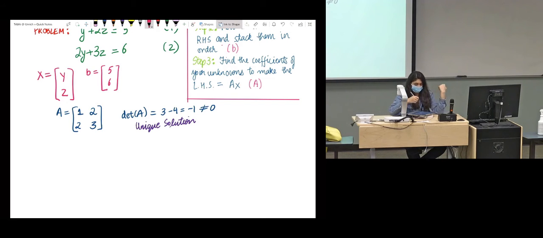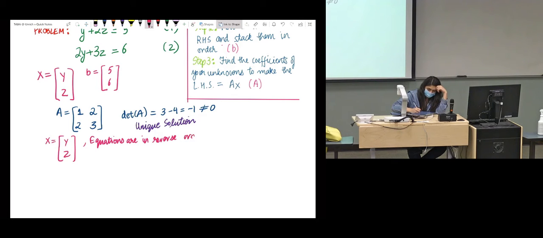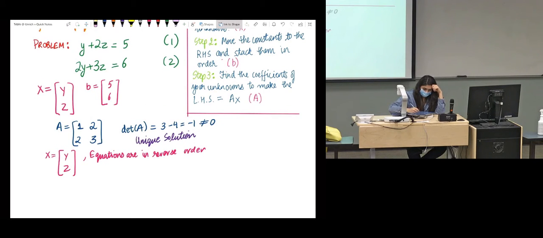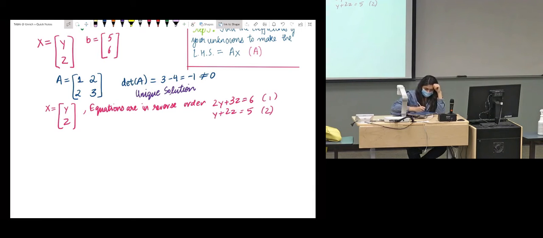Now, another way of setting up our problem is, I'm going to use the same set of x, but I'm going to switch out the equations. So my equations are in reverse order. My first equation is 2y plus 3z is 6, and my second equation is y plus 2z is 5. This is the first one, and this becomes the second one. From here I get b is 6 and 5, not 5 and 6.